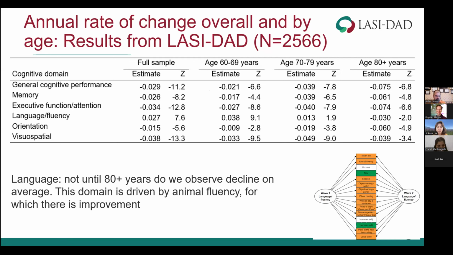This is what we should expect of changes in cognitive performance. And we see that pattern for just about every domain. Again, for language, it's not until age 80 years that we see decline on average. This domain is really driven by animal fluency, for which there's actually some improvement in performance.